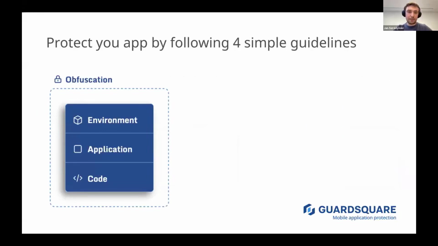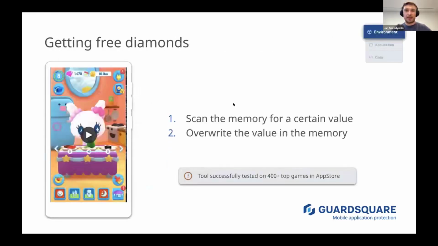So I'll build a secure model which consists of four elements: environment integrity, application integrity, code integrity, and obfuscation. Throughout the whole presentation, I'll build that model. And if you build it in your app, you can be sure that your app will be secure. So let's start from environment integrity. And I'll start from a demo.